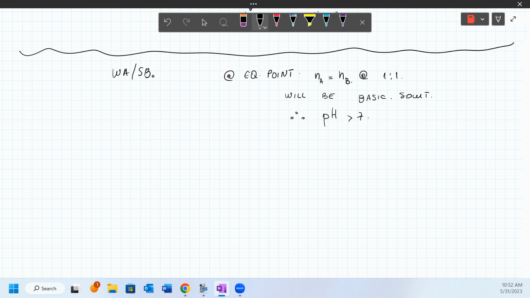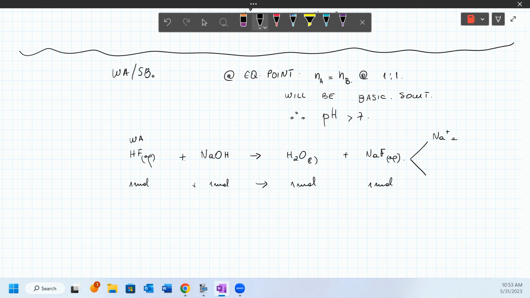An example of this will be if we have HF, that is a weak acid, reacting with a strong base, let's say the most common one, NaOH. They are in a 1-to-1 ratio. So if we have 1 mole of HF reacting with 1 mole of NaOH, as products we will have water and NaF in aqueous solution. So in the products we'll have 1 mole of water and 1 mole of NaF. However, since this is an aqueous solution and it has high solubility, it will be Na plus as an ion and F minus in aqueous solution.